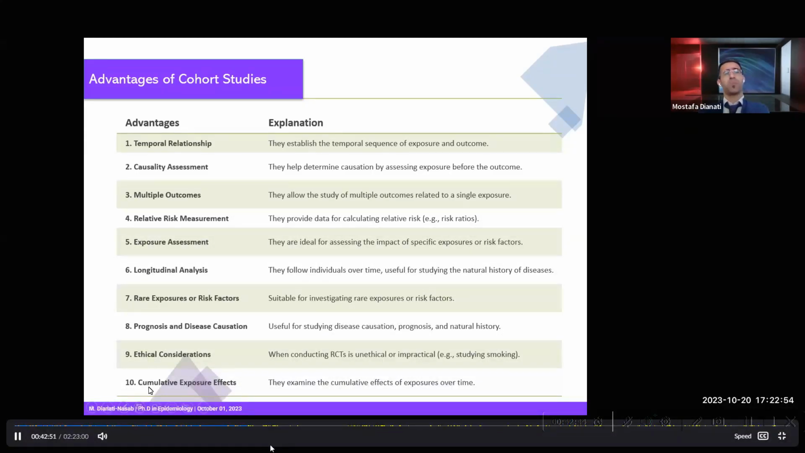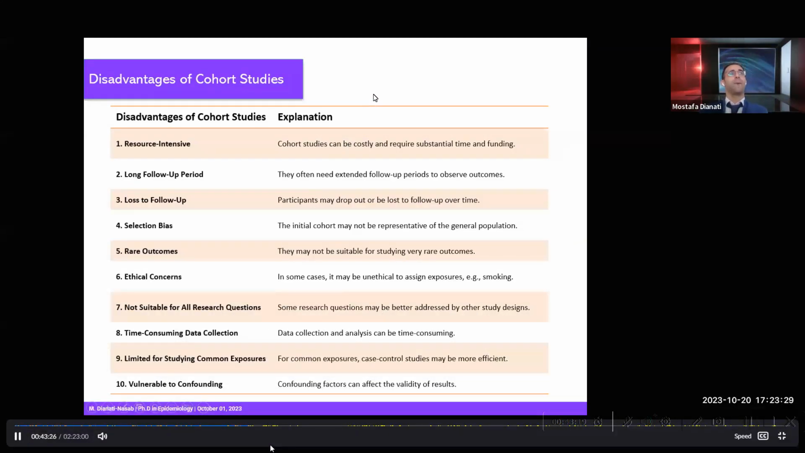This one is a bit advanced. It means cumulative exposure effect. This means if a person, for example, had exposure to sun ray, smoking, a poor diet, and so on, multiple factors, then we can see the effect of all these factors together on the occurrence of the disease. So I'm not trying to highlight this one. Let's go to the next slide.